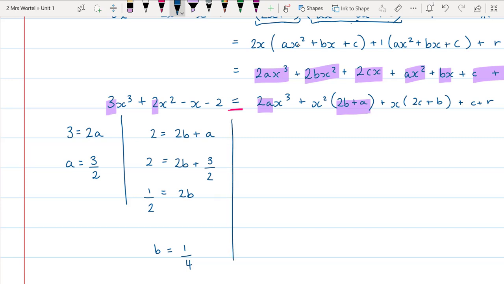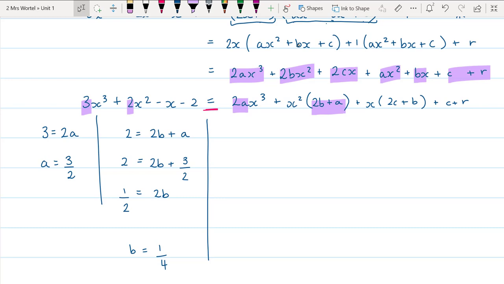So that's just some simple algebra there. Let's equate our linear terms, our linear coefficients. Over here, my coefficient of x is -1. And over here, the coefficient of x is 2c plus b. So -1 has to be equal to 2c plus b. I know my b value, I can write that in, plus a quarter. So I'm going to have to minus off a quarter over here. So I'll be left with -5 quarters is equal to 2c, which means my c value, if I divide that by 2, is going to be equal to -5 over 8.